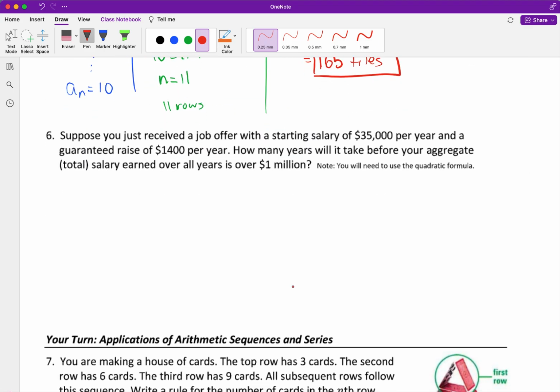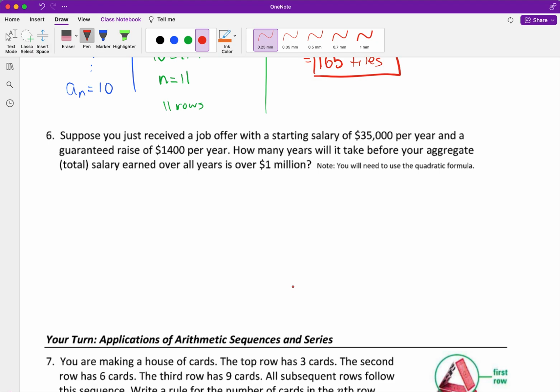Alrighty. Suppose you just received a job offer with a starting salary of $35,000 per year. Oh, wow. You're going to get to live with your parents for forever on that amount. But we get a guaranteed raise of $1,400 per year. Okay, that's probably not enough to keep up with inflation, but whatevs.